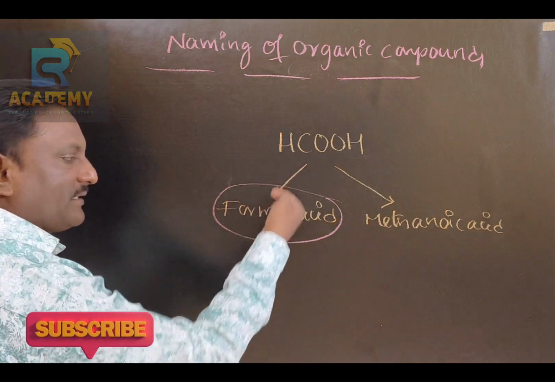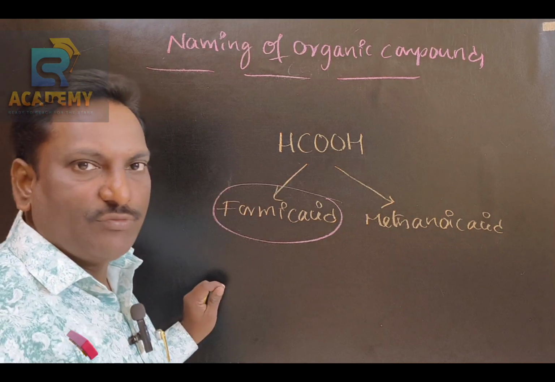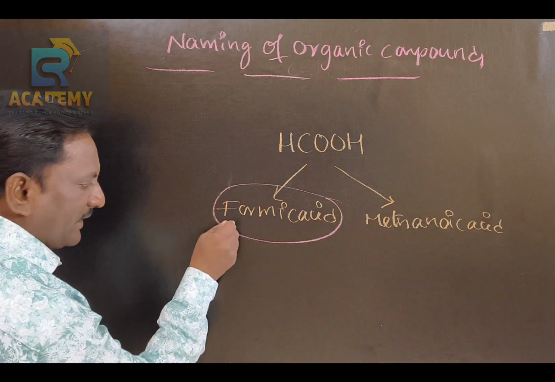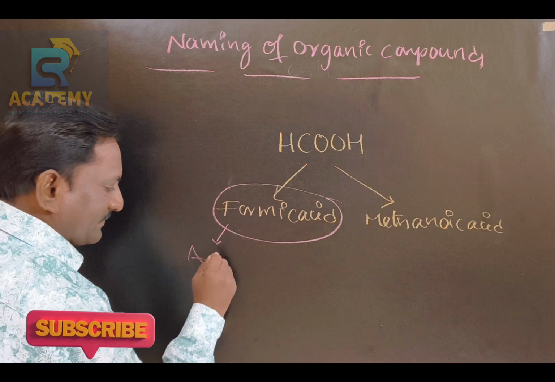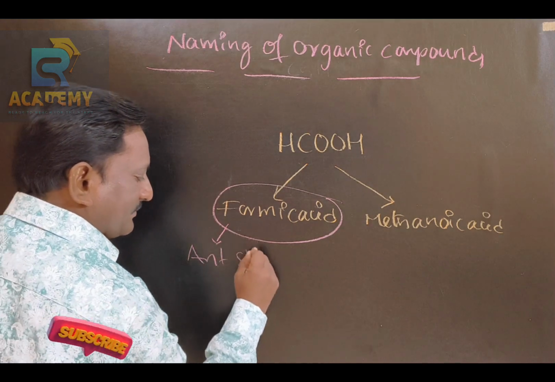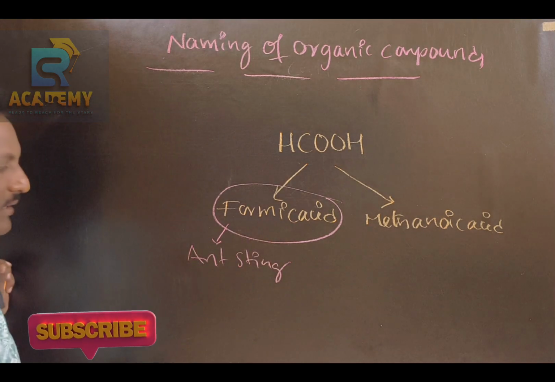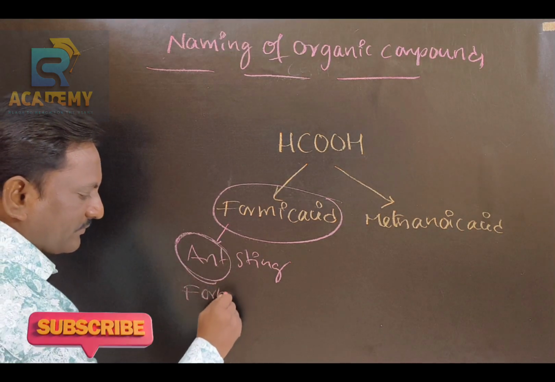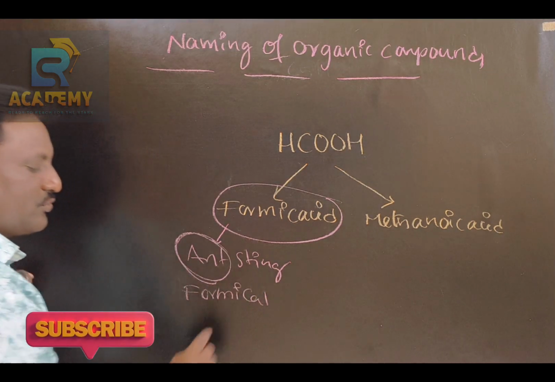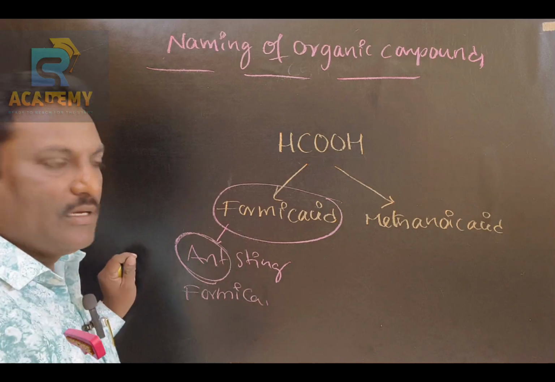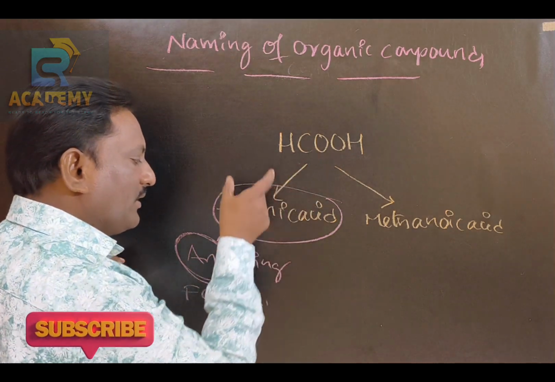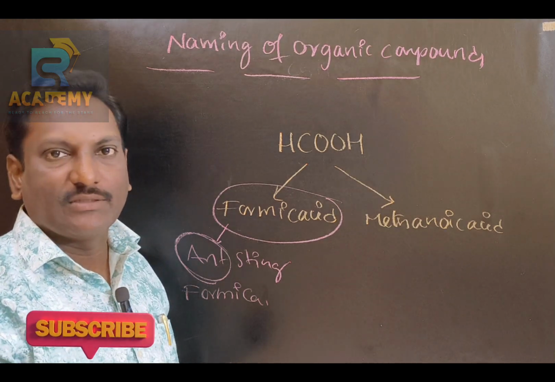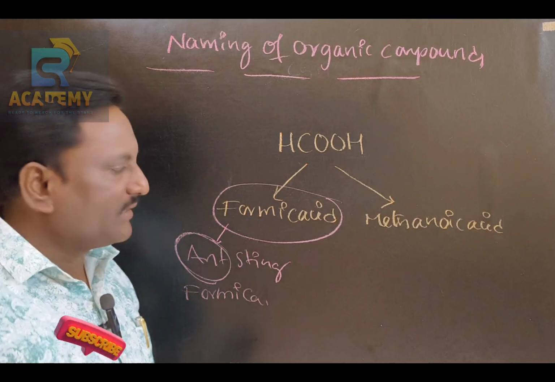What is the reason behind that? Why should we call HCOOH formic acid? Because it is present in ant sting. In Latin, ant is called formica. So that's why HCOOH is called formic acid: the acid present in ant sting.